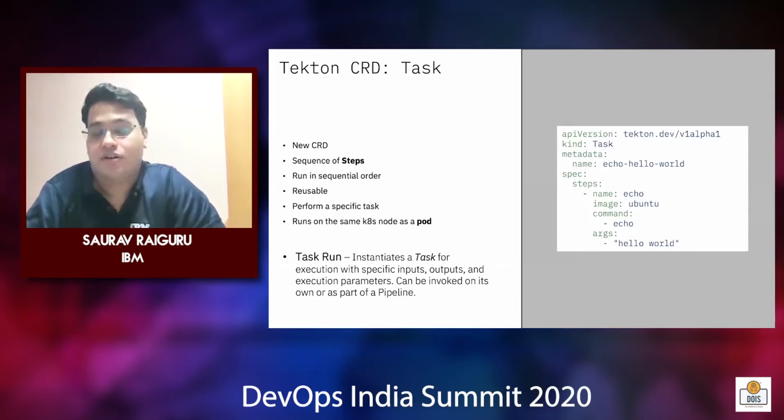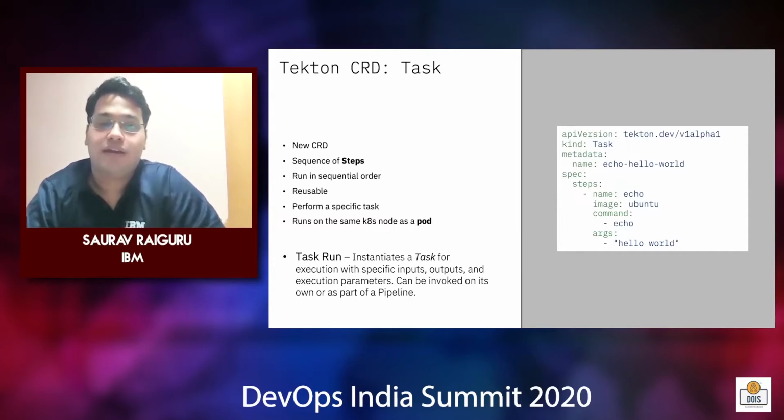A sequence of steps is called a task, which is reusable, or we can call it composable, because a step like hello world can be reused in a number of pipelines at the same time. A task is the smallest unit of resource. If we compare it to the smallest unit of resource in Kubernetes, which is a pod, a task is the equivalent smallest unit of resource in Tekton, and a task runs as a pod.